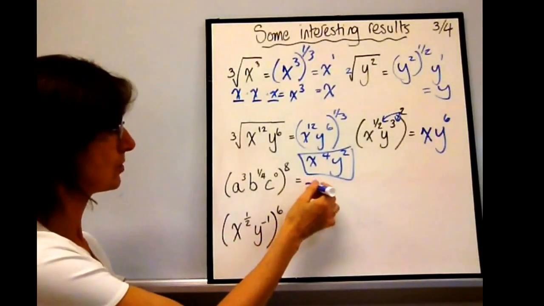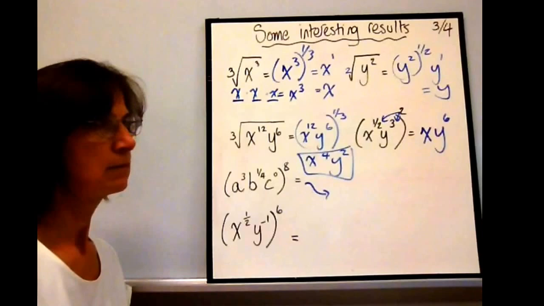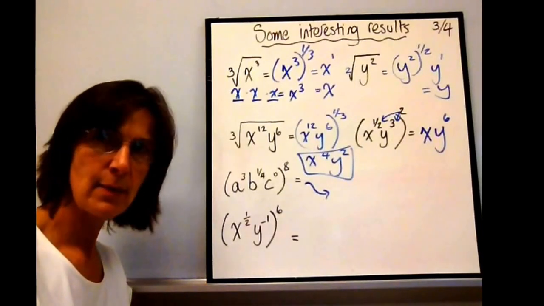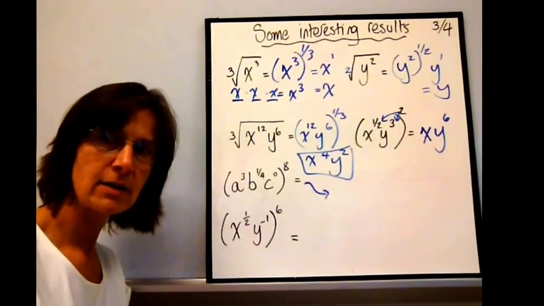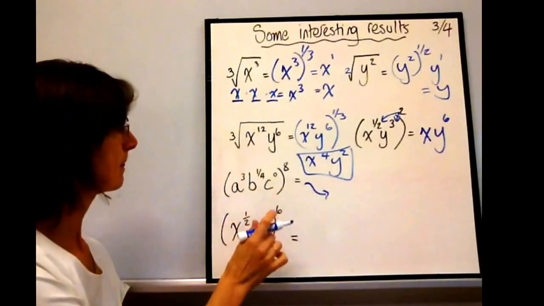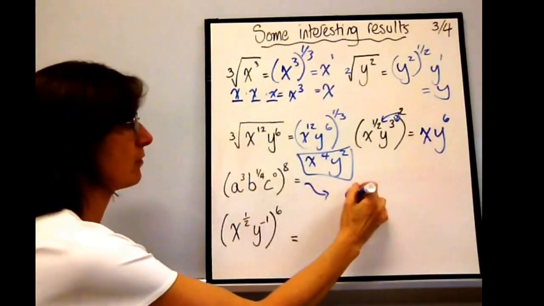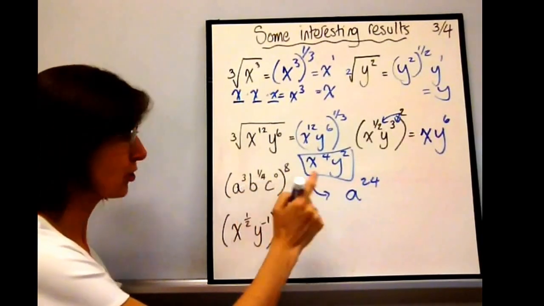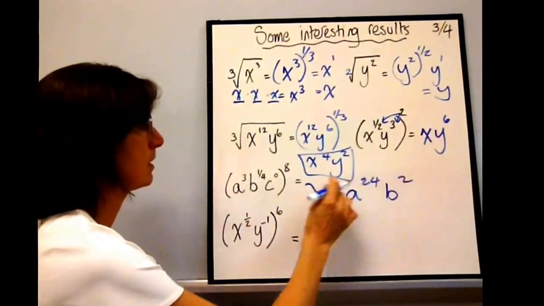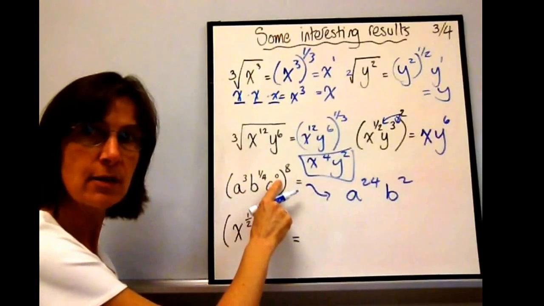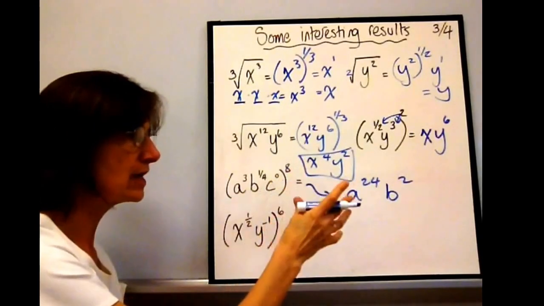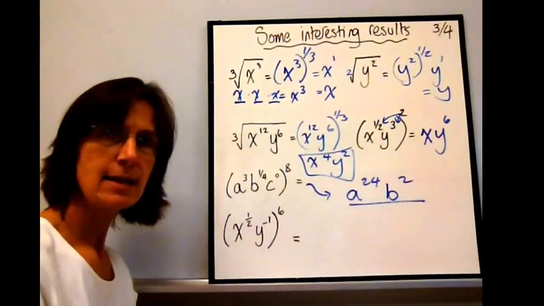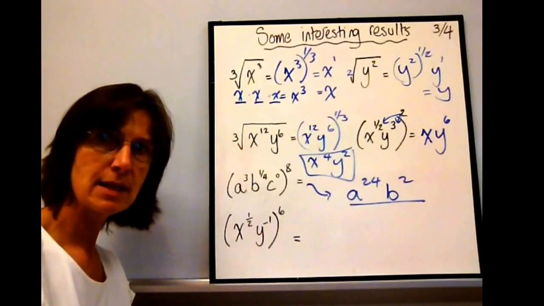I'm going to just skirt down here. I'm going to apply my power of 8 to all of the factors of this product. 8 times 3 is 24. 8 times 1/4 is 2. 8 times 0 is 0. Anything to the 0 power is 1, so that factor disappears. Final answer, a to the 24th, b to the 2nd.